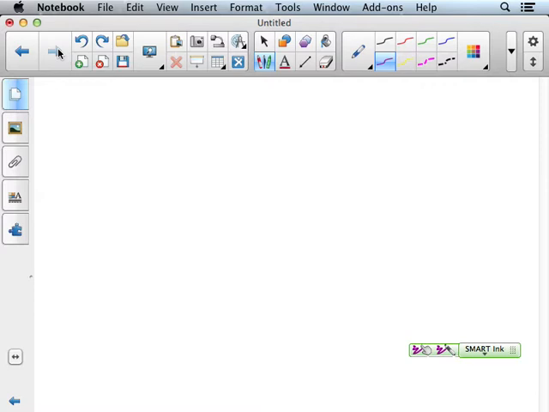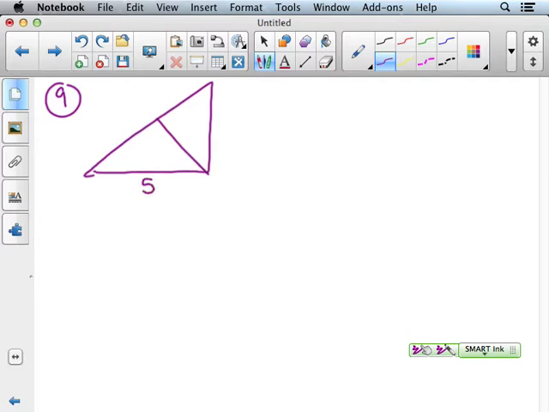Okay, number 9 has a lot of problems to it. So we'll start with the first one. So this is 5. They're telling us this is 60 degrees. Here's our right angle, x, and 60 degrees.